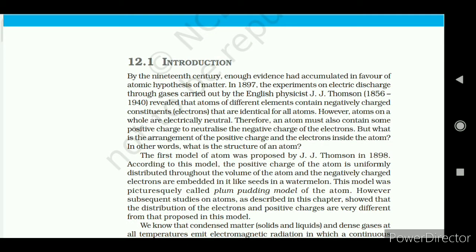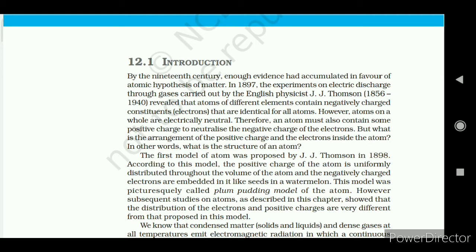By the 19th century, enough evidence had accumulated in favor of the atomic hypothesis of matter. In 1897, the experiments on electric discharge through gases carried out by English physicist J.J. Thomson revealed that atoms of different elements contain negatively charged constituents that are identical for all atoms. However, atoms on the whole are electrically neutral. Therefore, an atom must also contain some positive charge to neutralize the negative charge of the electrons.